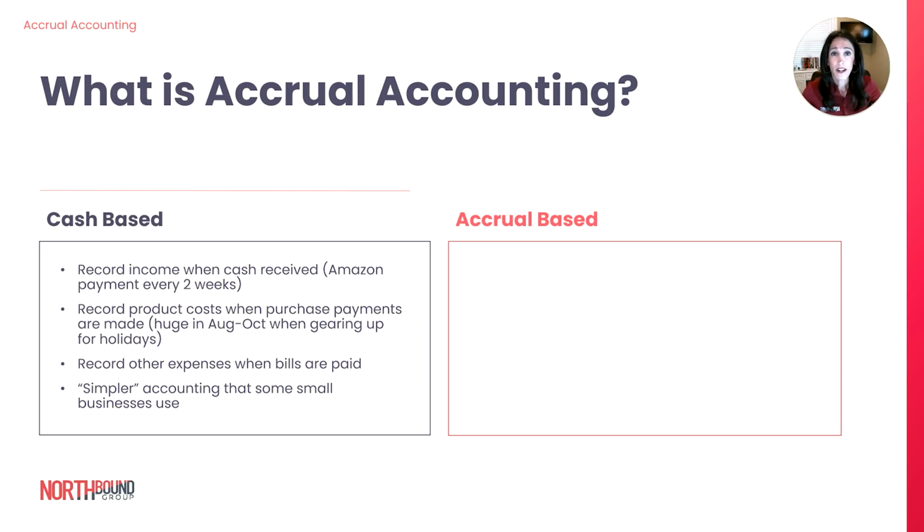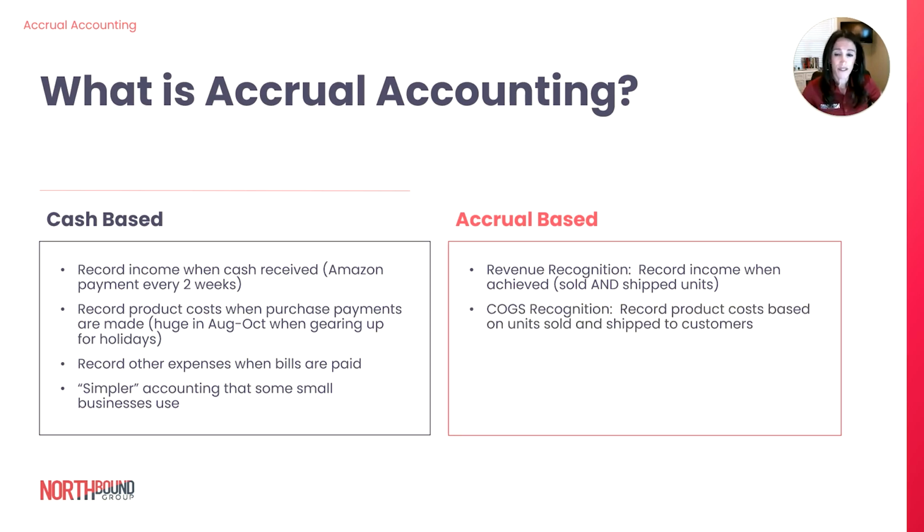So accrual-based accounting is much different. It's not really based on when money changes hands. Transactions will be booked when revenue is recognized or when costs are incurred. So for example, revenue recognition, you're going to record your income when it's achieved. So when you've sold and shipped your products, that's when you'll record transactions for your revenue. Same thing with your COGS recognition. So you're going to record your product cost based on when your units are shipped and sold to customers. And you're also going to record other expenses when they're incurred, regardless of when they're paid, like in the cash methodology.